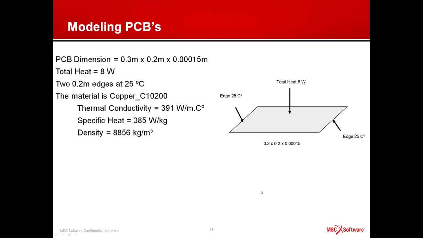So let's look at modeling PC boards, and we'll walk through a simple example. This is actually from one of our workshops also. We're putting 8 watts into a PC board. We're fixing the 2 edges at 25 degrees, and we're modeling the board as a thin sheet of copper.